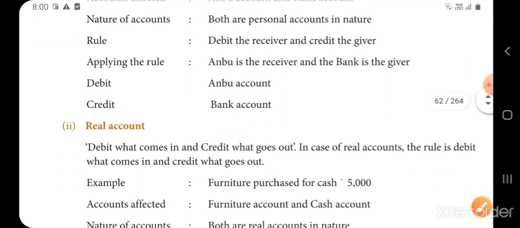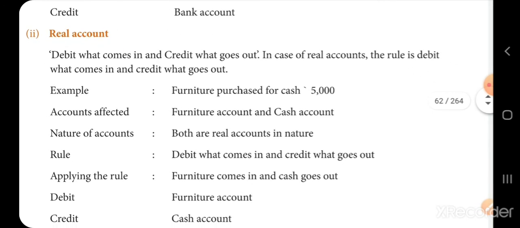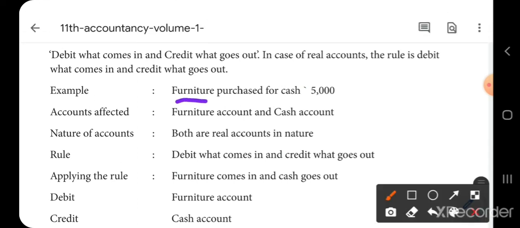Okay. Now, real account. Real account, what is the golden rule? Debit what comes in, credit what goes out. Real account means all the assets come under the real account. See the example given there. Furniture purchased for cash. What are the two accounts involved? Furniture and cash. Furniture is an asset. Cash is also an asset. So, you categorize this as real account. Real account, what is the rule? Debit what comes in, credit what goes out.